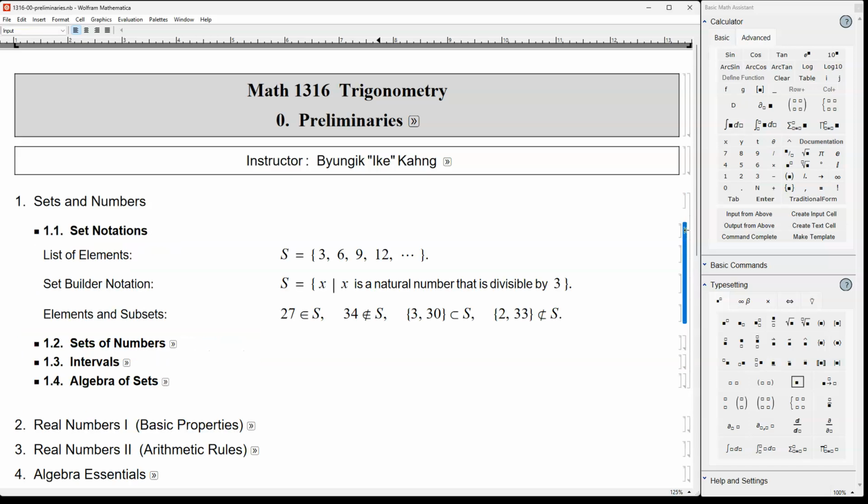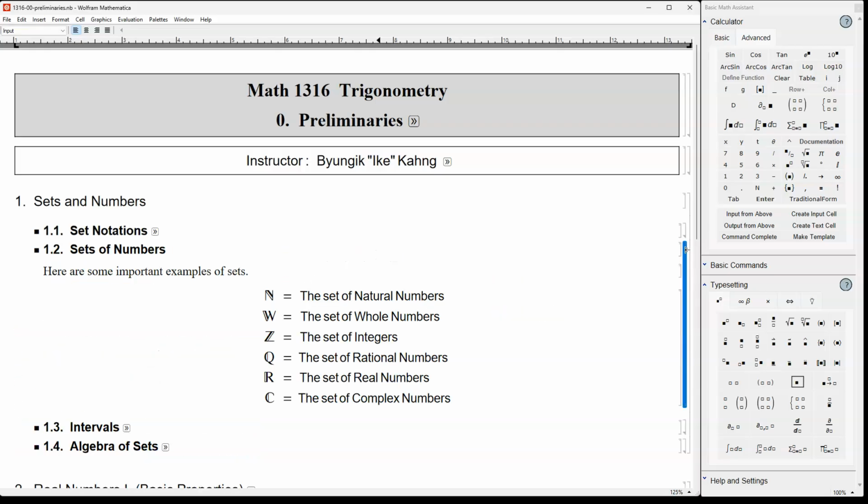Set notation. We can use roster notation or set builder notation, and then element notation like this, and subset notation like that, and not element, not a subset. Yeah, those kinds of notation should be all comfortable to you.